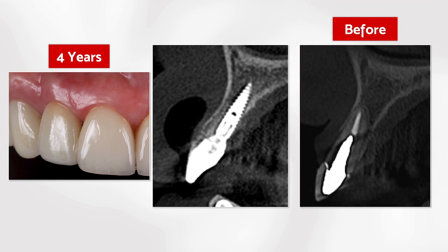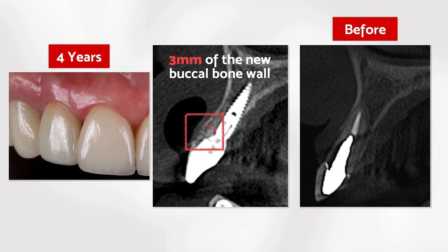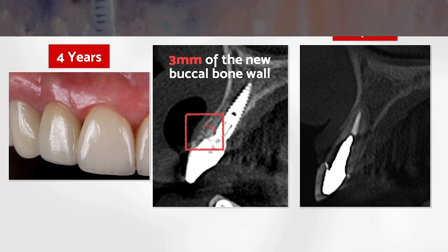Let's make a comparison with how everything started. We have the bone loss at the buccal aspect. And now you can see that the bone graft that was placed over the implant platform remodeled and is still stable over the implant platform. Here you have the 3 millimeters of the new buccal bone wall. And remember the importance of the magic square to succeed with the IDR technique.